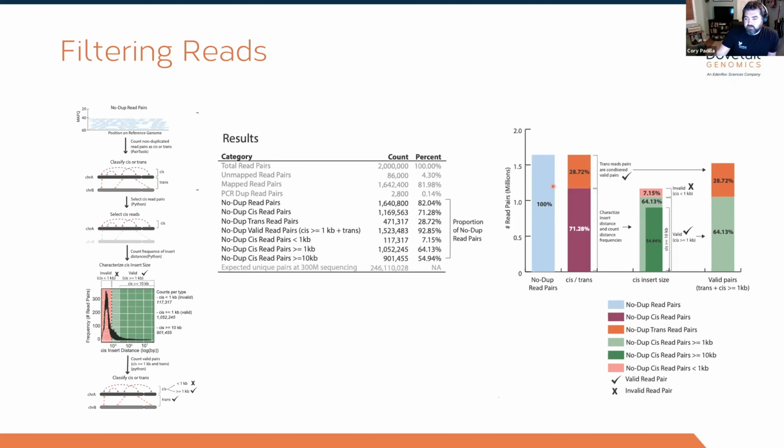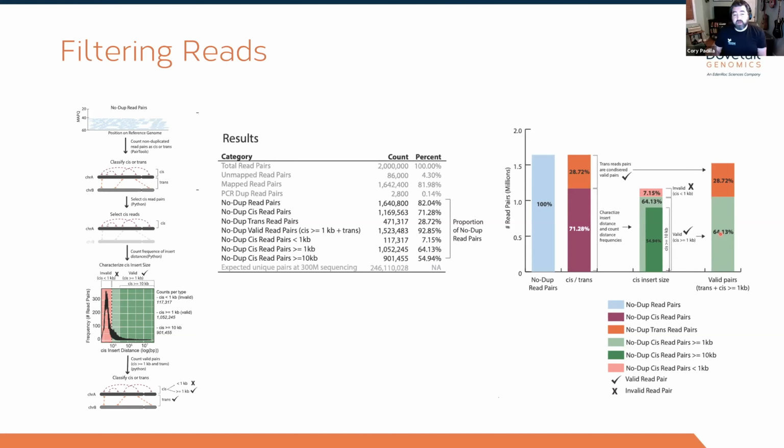And here we're just giving you a graphical representation of, okay, here's your total no dupe read pairs. And then here are the trans reads, here are the cis reads. The trans can go straight into the valid bucket. And then the cis, we need to characterize the insert size. These are less than 1 KB, these are invalid, they don't get moved to the valid, and then anything greater than 1 KB is considered valid. All right, so now you have your proportion of valid read pairs.